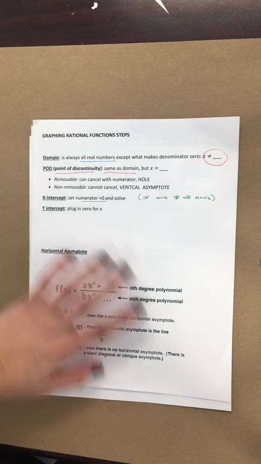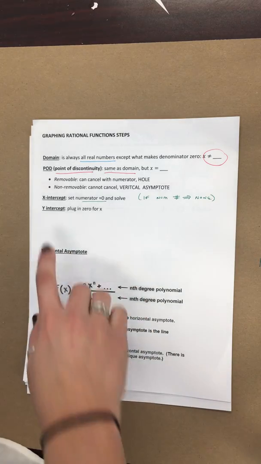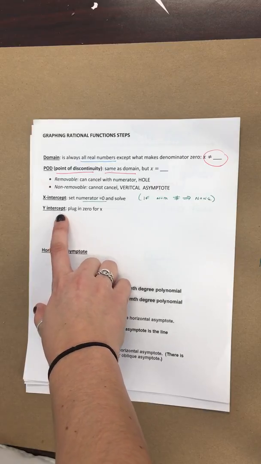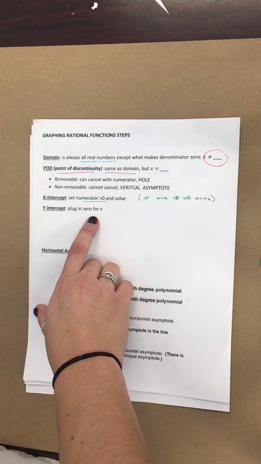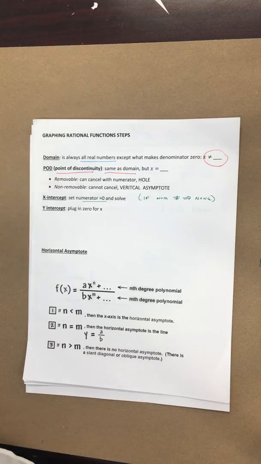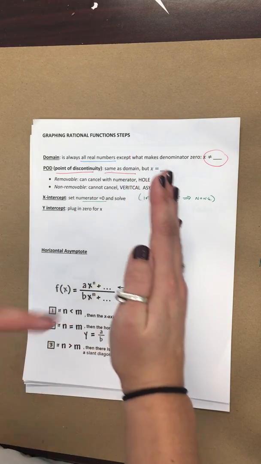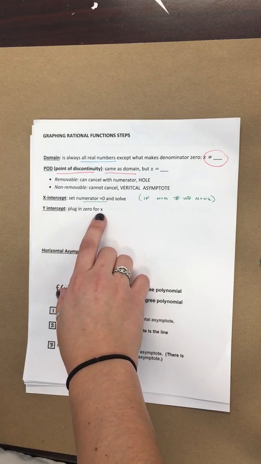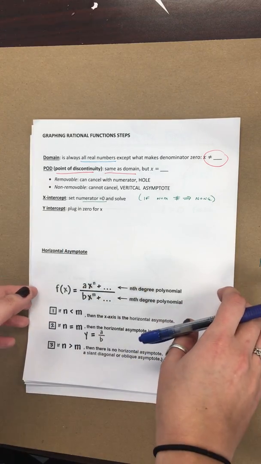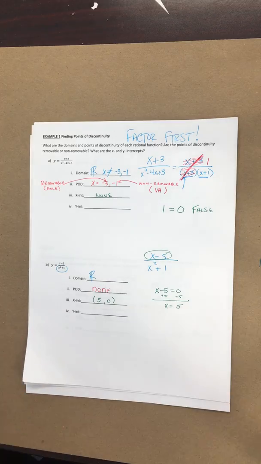All right, last step for now. We're not going to worry about this bottom part just yet. Now we're up to the y-intercept. So the y-intercept, you plug in 0 for x, because when it crosses the y-axis, x is going to be 0. Okay, so you're just going to plug in 0 for x. So let's go to our problems.